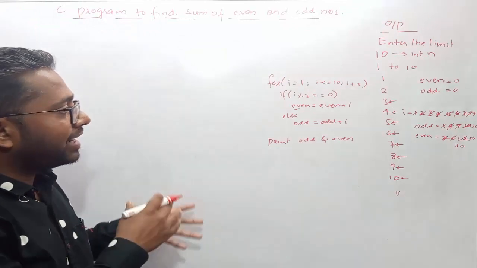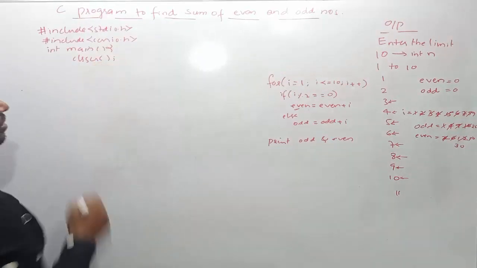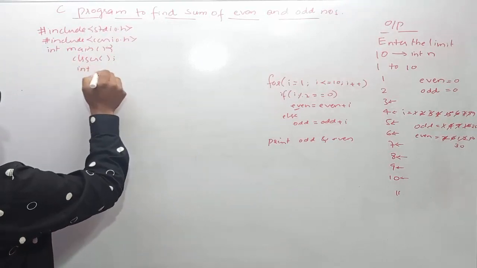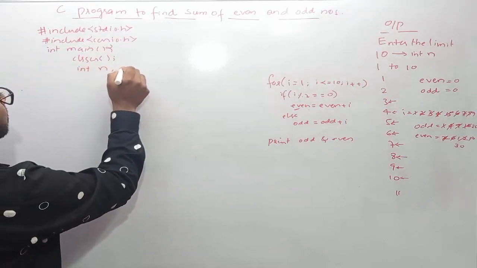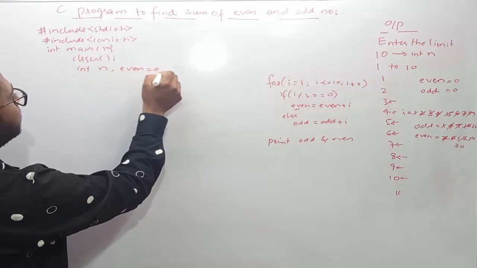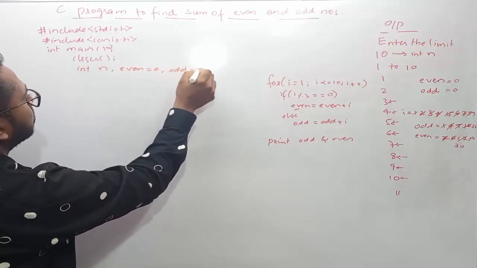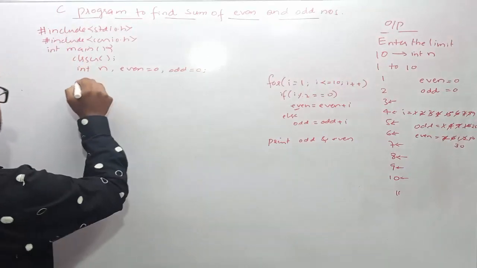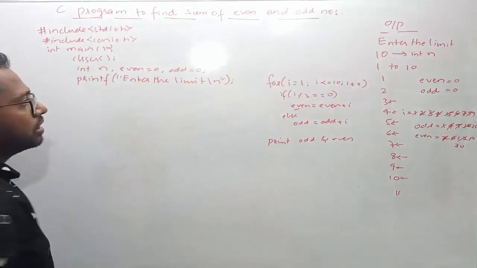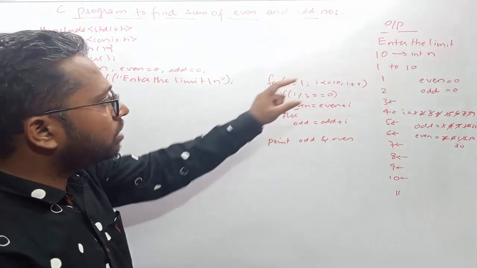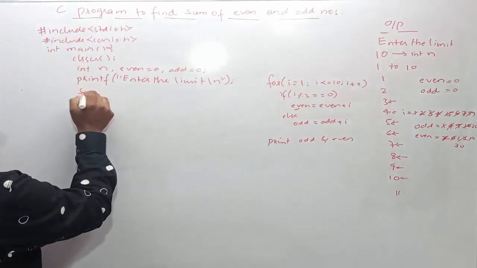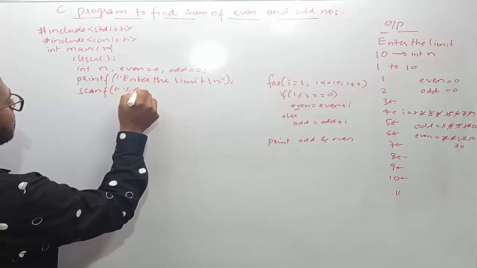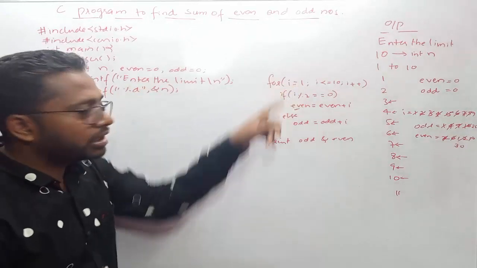Now let us write this program. On the screen, I will declare the variables of type integer. Int n, E1 equals to 0, odd equals to 0. Next I will print that message. Enter the limit. Then user will enter the value of limit, which is 10, and I will read that using the input function scanf. Next I will start this for loop.